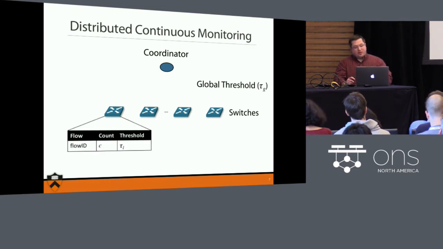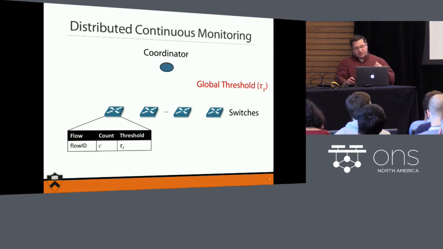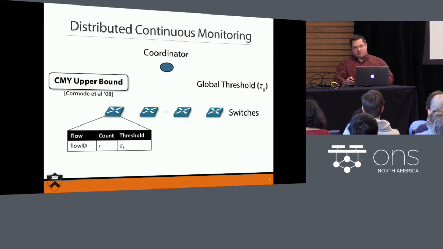These switches maintain a current count for each flow and report to the coordinator when this count meets the local threshold, tau sub L, at each of the switches. After receiving some number of reports from the switches, the coordinator determines that the flow has exceeded the global threshold. And a number of ways exist to combine local thresholds and reporting conditions that are both inaccurate and inefficient. But the best known deterministic solution to this problem that maintains 100% accuracy, we call the CMY upper bound.